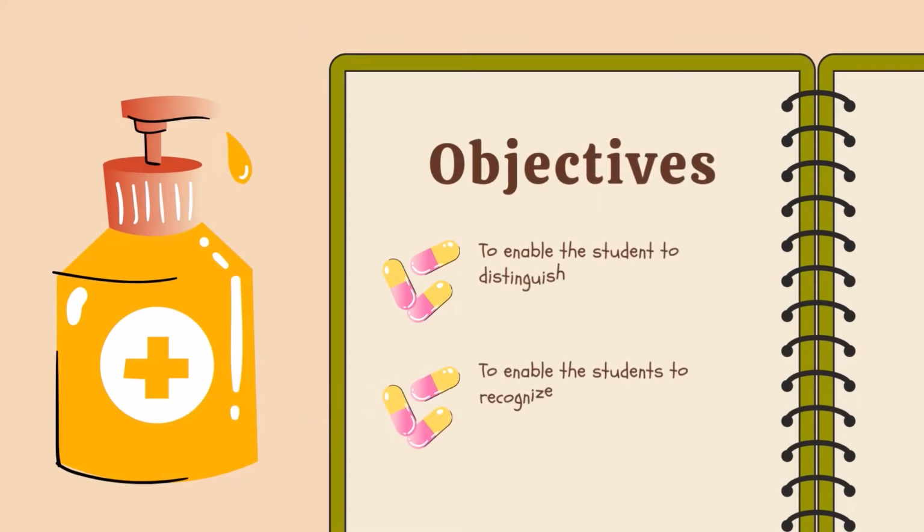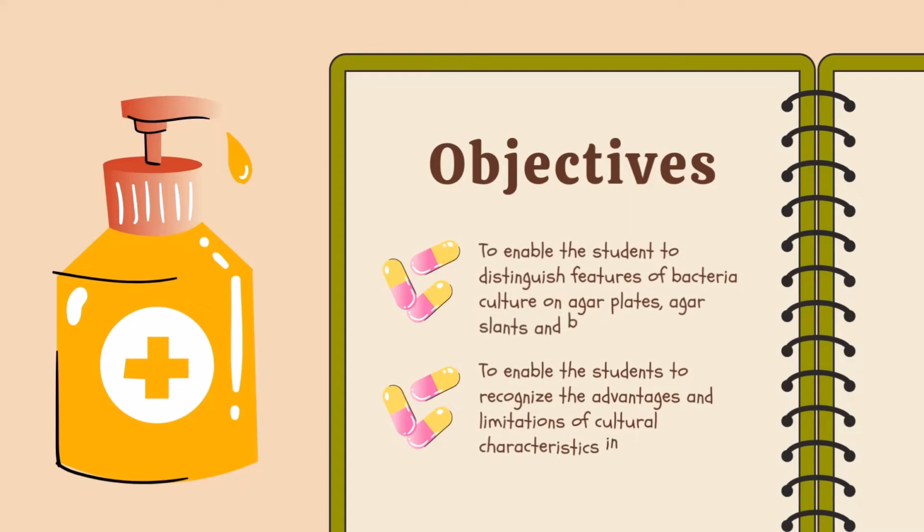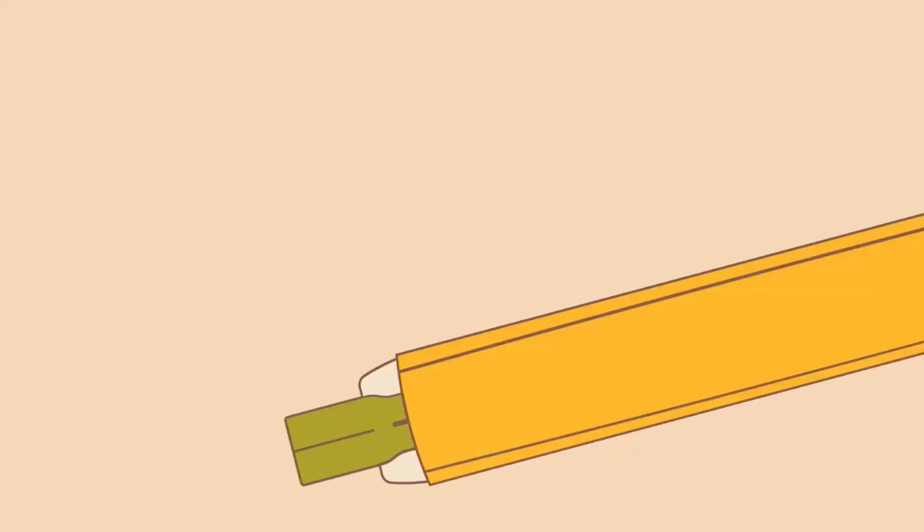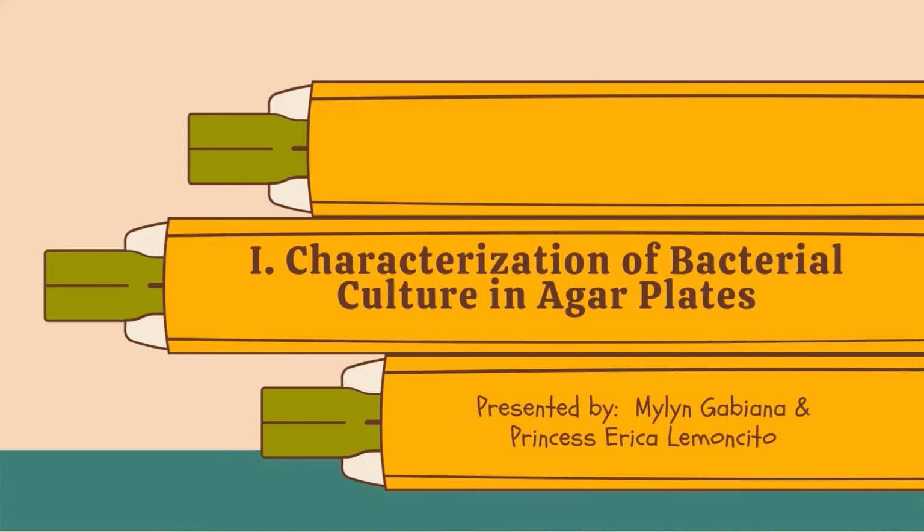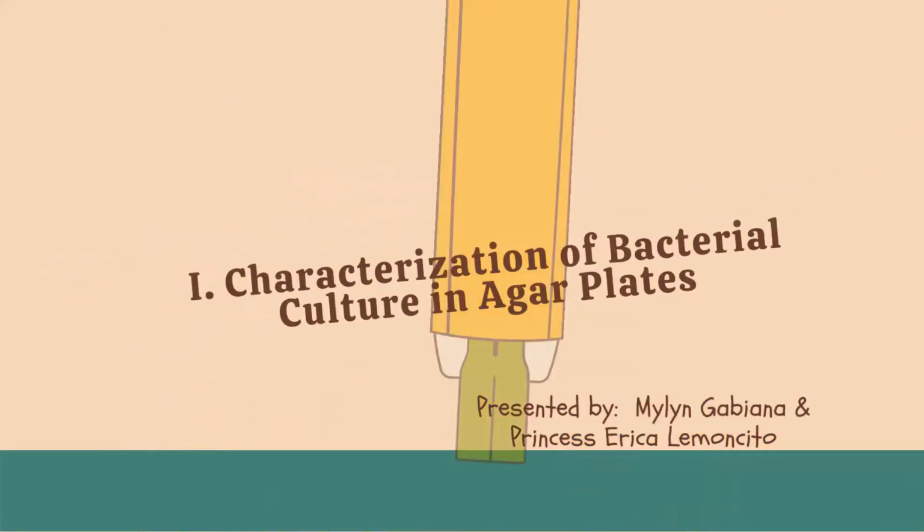Our objectives: first, to enable the student to distinguish features of bacterial culture on agar plates, agar slant, and nutrient broth. Second, to enable the student to recognize the advantages and limitations of cultural characteristics in identification of bacterial species. First topic is characterizations of bacterial culture in agar plates.